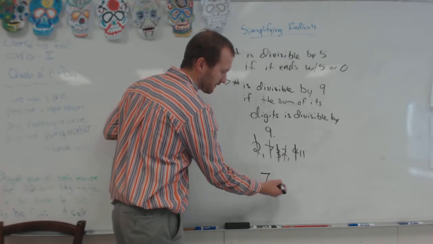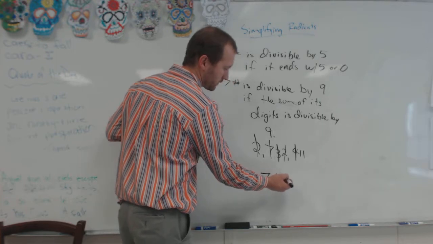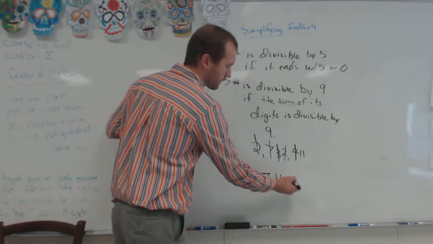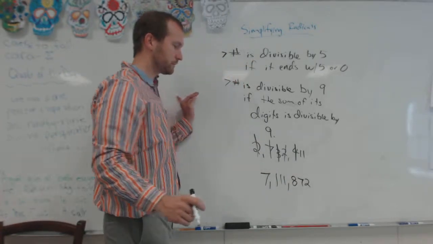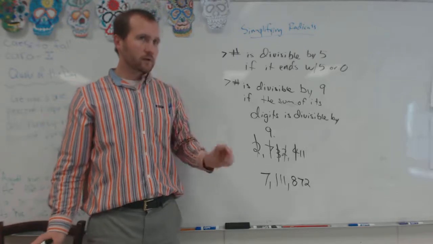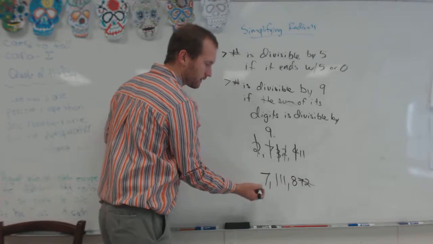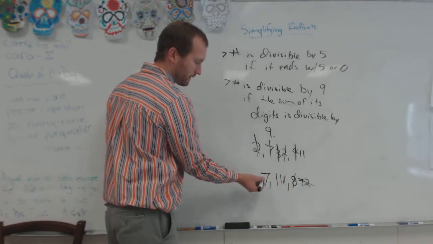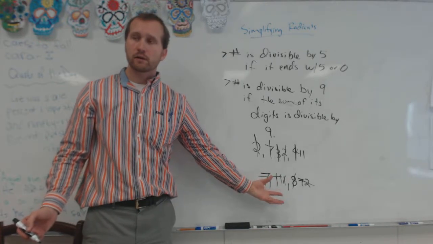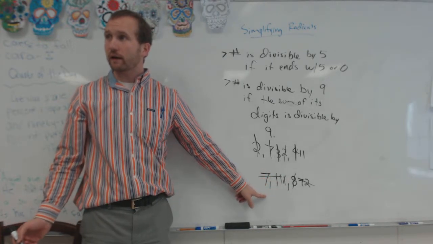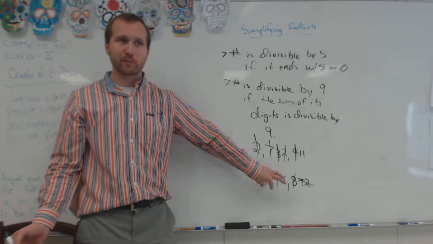So let's try that with this number. If I had like 7,111,872. So the way that I do this, I look, okay, 7 plus 2 is 9, 8 plus 1 is 9, and 7 plus 1 plus 1 is 9. I have nothing left, so I know this number is divisible by 9. Because I took a bunch of 9s out of those digits, like adding up the digits.